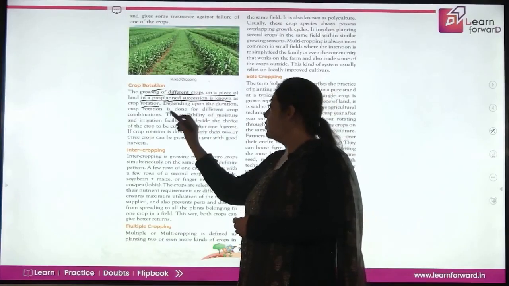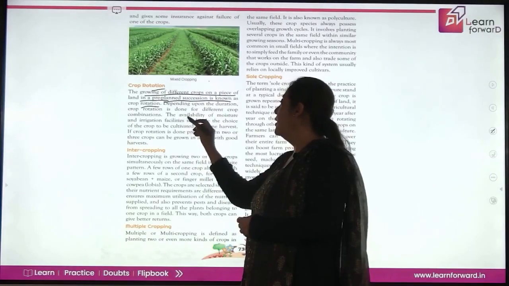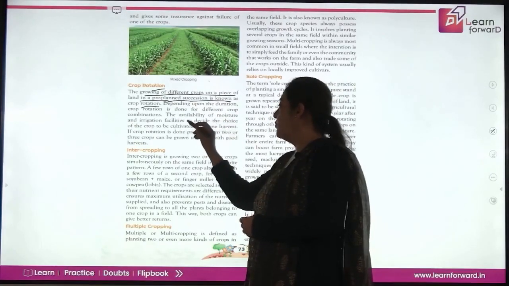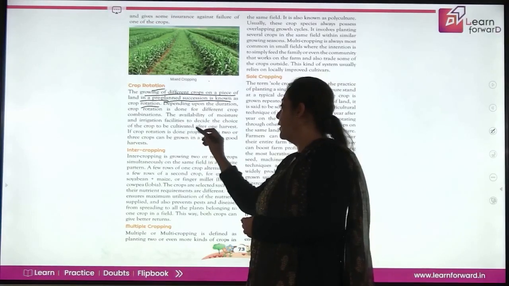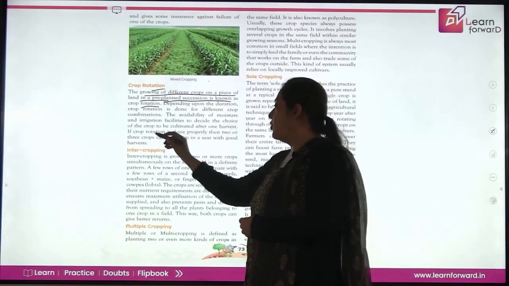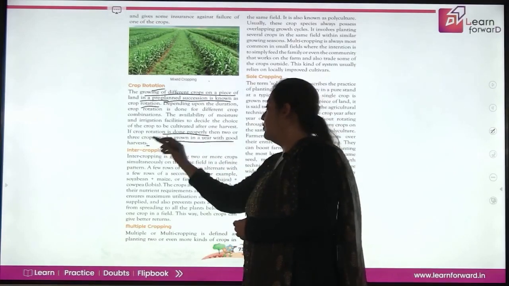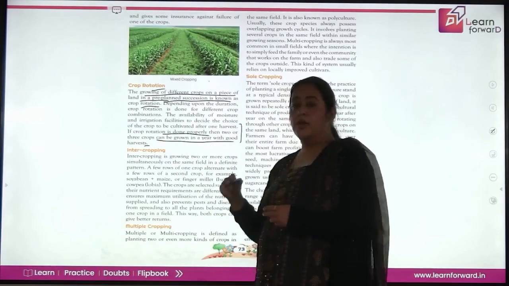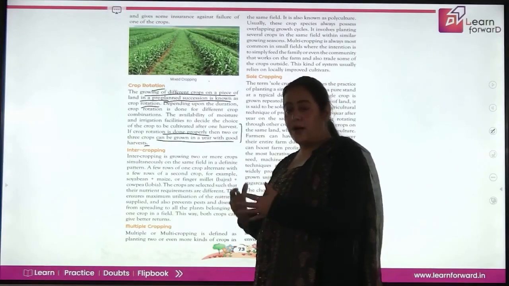Depending on the duration, crop rotation is done for different combinations. The availability of moisture and irrigation facilities decides the choice of the crop to be cultivated after one harvest. If crop rotation is done properly, then 2 or 3 crops can be grown in a year with good harvest. So crop rotation का फायदा क्या, अगर अच्छे से करते हैं तो एक साल में 2 या 3 crop का अच्छा सा harvest मिल जाता है.